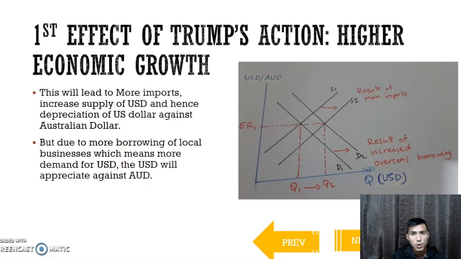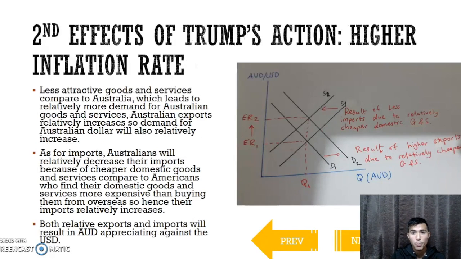First effect of Trump's action: higher economic growth. This will lead to more imports, increased supply of USD, and hence depreciation of US dollar against Australian dollar. But due to more borrowing of local businesses, which means more demand for USD, the USD will appreciate against AUD, as you can see in the graph.